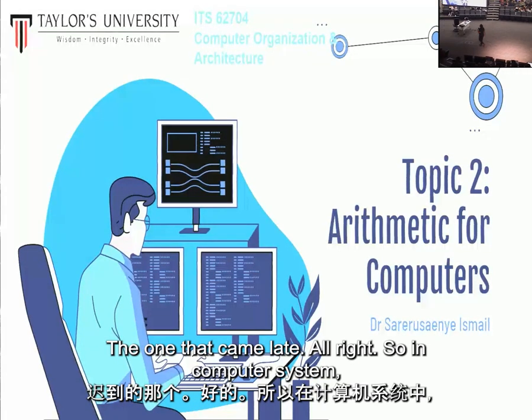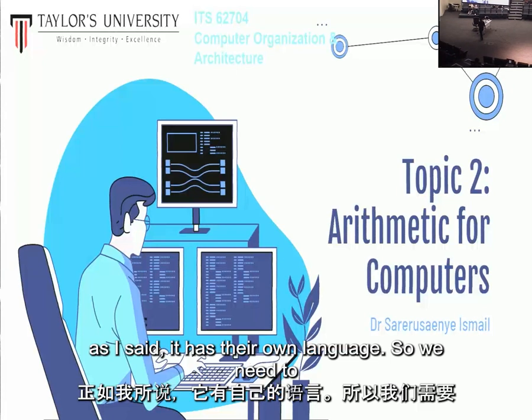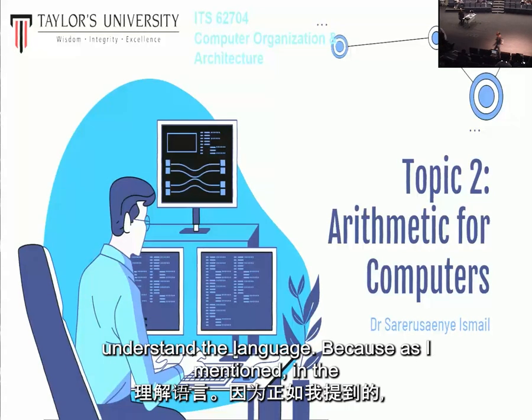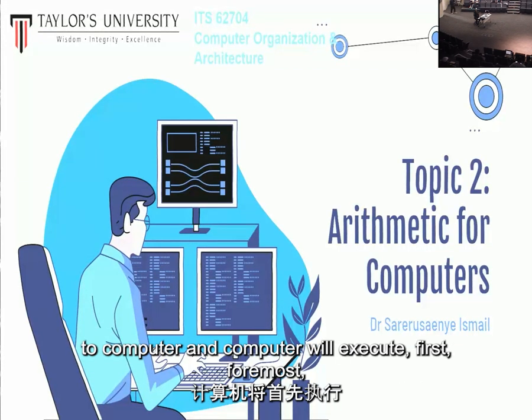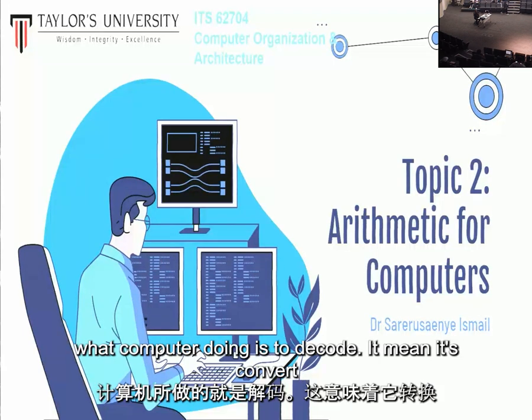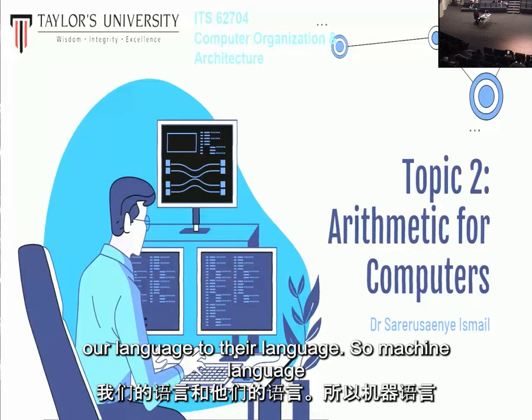All right. So in a computer system, as I said, it has its own language, so we need to understand the language. Because as I mentioned, when we give a set of instructions to the computer and the computer executes, first and foremost, what the computer does is decode. It means it converts our language to its language.